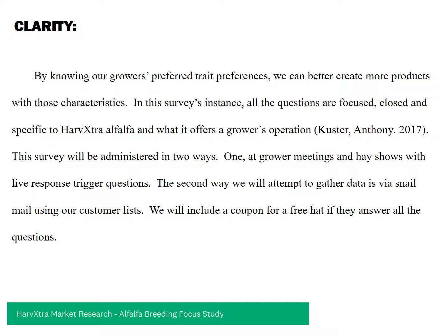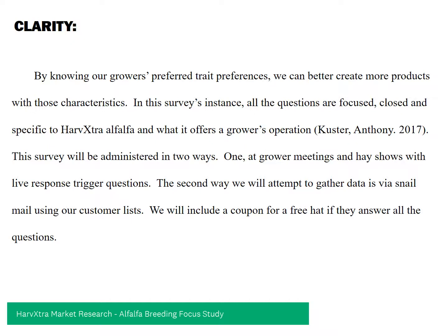Another aspect to go over is clarity. So the clarity, relating back to the purpose, I think those two are interconnected, and so we want to know if growers actually can understand the value of HARVXTRA technology while also relating it back to our breeding efforts.